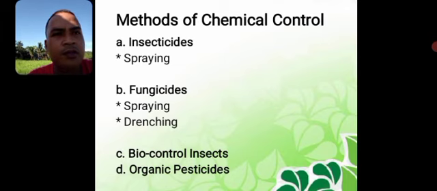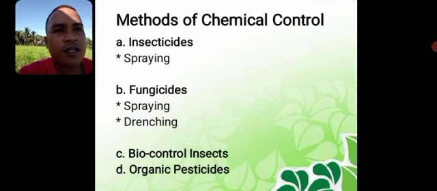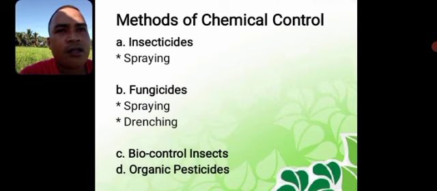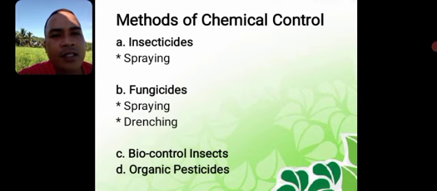And let's come to methods of chemical control. Letter A, insecticides. The method of chemical control for insecticides is spraying. While in letter B, fungicides, it is also spraying, as well as drenching. Letter C is biocontrol insects. And letter D is organic pesticides.